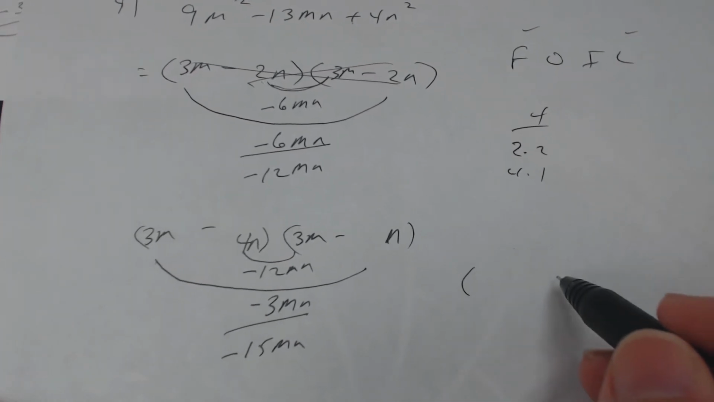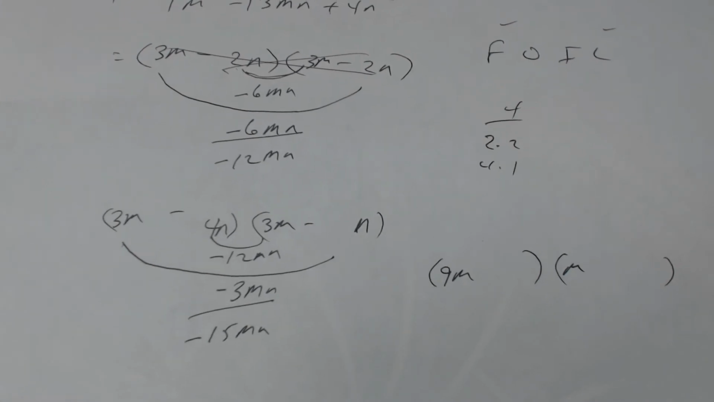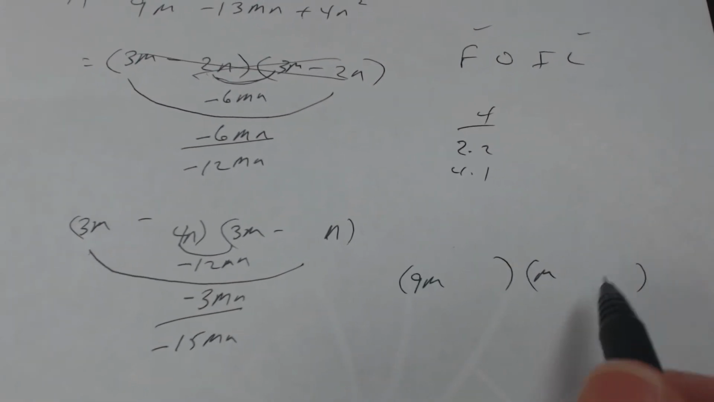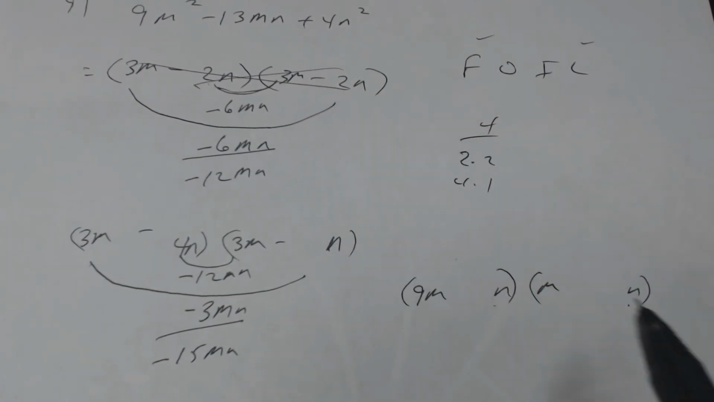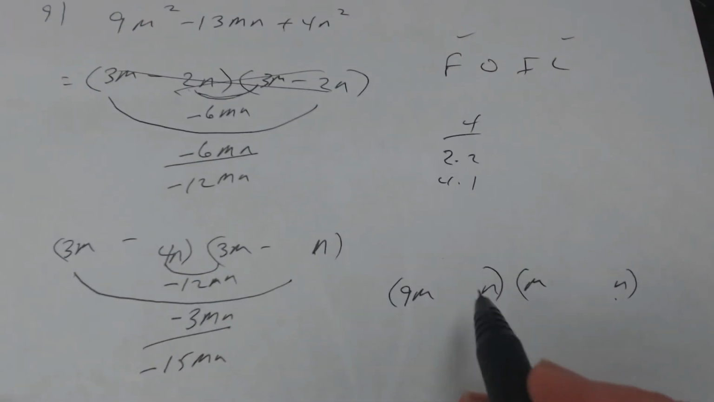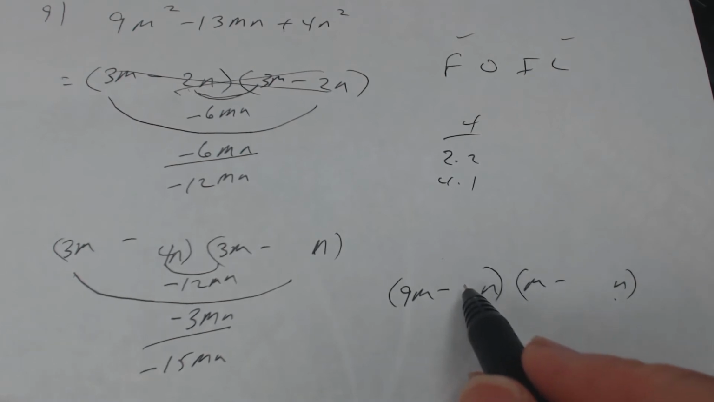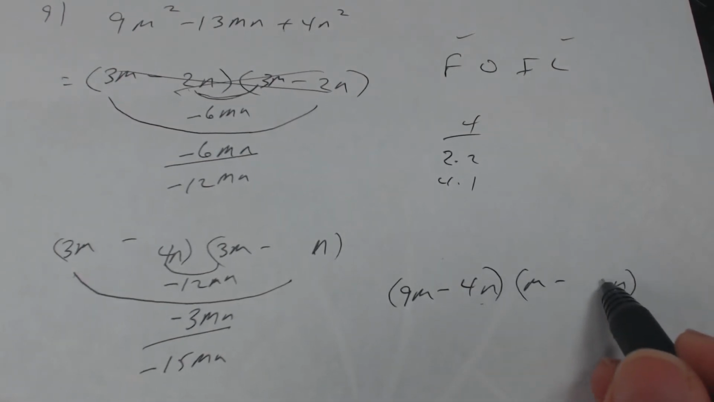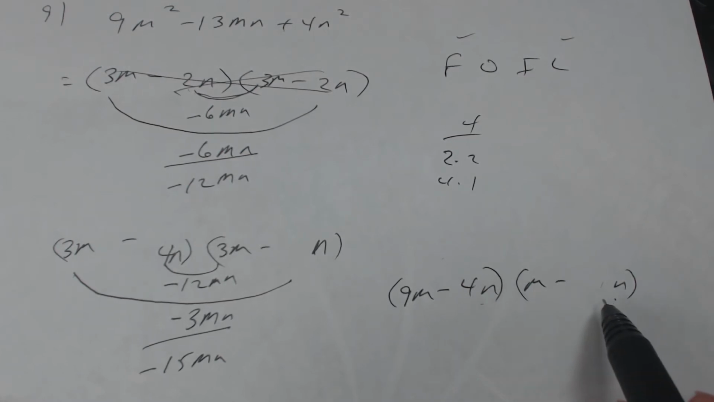So let's try 9m and m instead. All right, and let's do the 2 and the 2 and see what happens. Actually, let's use the 4 and the 1. Okay, so I need an n and an n because n times n is going to be that n squared I need. And don't forget the last sign's positive. So that means that the signs in here are going to both be subtraction. They'll both be negative. So let's say this is the 4 here and this is the 1 here. So I get 9m minus 4n times m minus n.